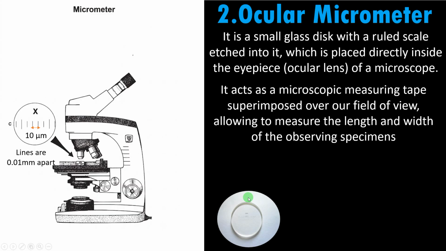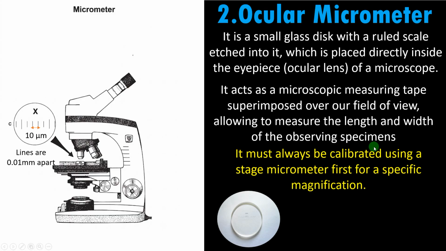So we need to calibrate this ocular micrometer using stage micrometer for a specific magnification. For 10x, we need to calibrate. If we want to do the measurement in 20x, we need to calibrate once again in 20x. That is for a specific magnification. So this is the ocular micrometer that is placed inside the eyepiece. This circular microscopic slide is placed inside the eyepiece. That is why it is called ocular.